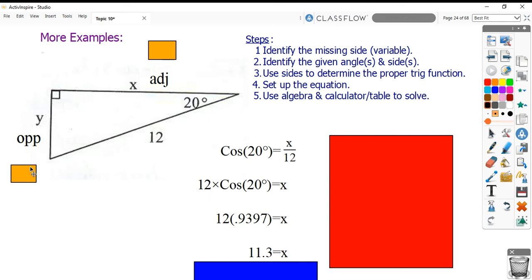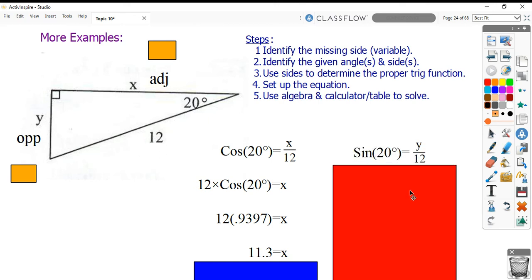Now y, of course, since x is the adjacent, y must be the opposite. This is the side that doesn't touch the angle we're dealing with. So when we look at the opposite and hypotenuse being given to us, we think of our mnemonic device: Some Old Hippie would be sine, opposite, hypotenuse. So the sine of our angle equals the opposite over the hypotenuse. Sine of 20 equals y over 12.